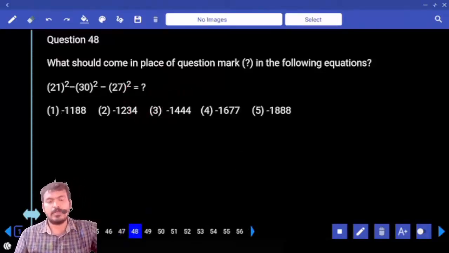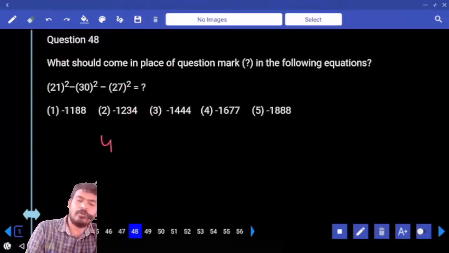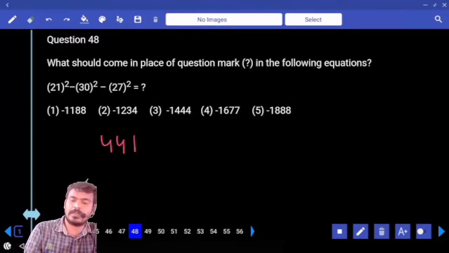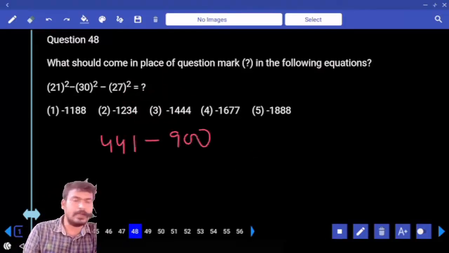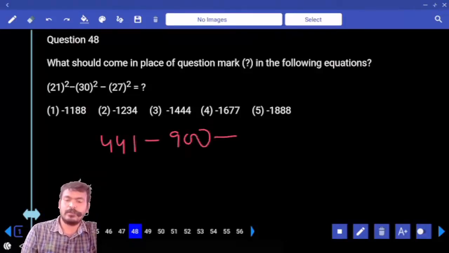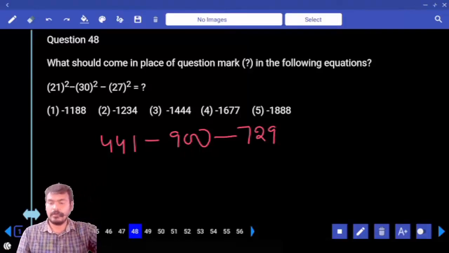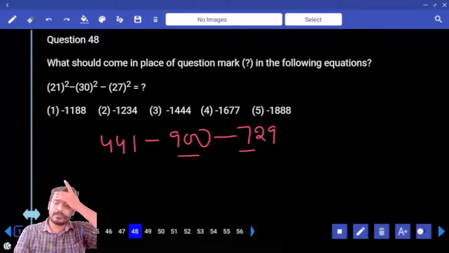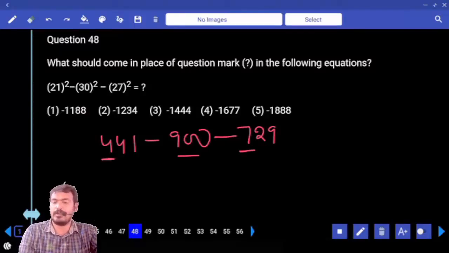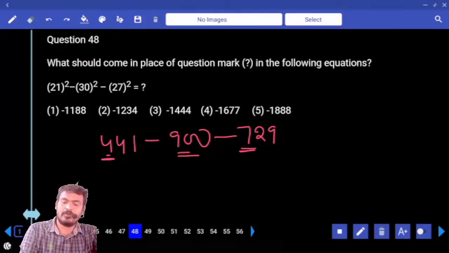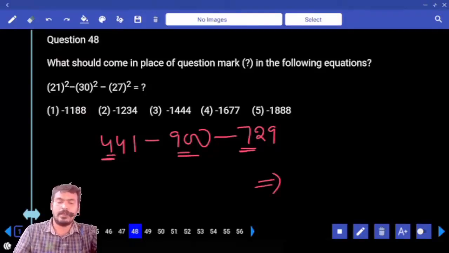Next, what is the 21 square? 441. What is the 30 square? 900. What is the 27 square? 729, not? Okay, first 900 plus 700, 1600. 1600 and 400 difference. 1600 and 400 difference, 1200, or not?